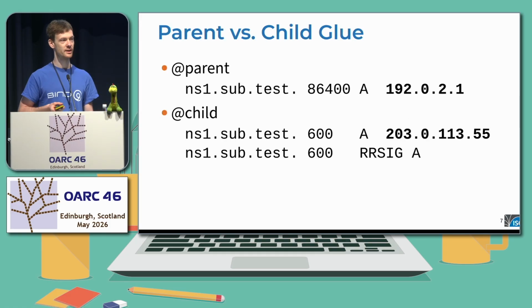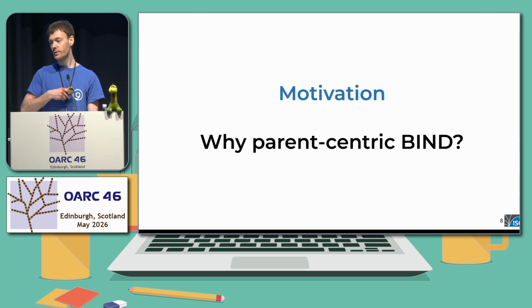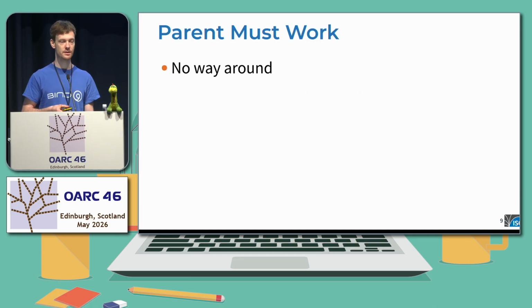Another source of inconsistency might be the glue records. That's the same story. It breaks in interesting ways. With that recap out of the way, let's have a look why even consider going to a parent-centric model in the resolver. First is kind of a philosophical point of view. Well, to get to the child, you have to go through the parent at least once. So the parent has to work, and if it doesn't work, you never see the child, so then why don't we stick to the parent side?